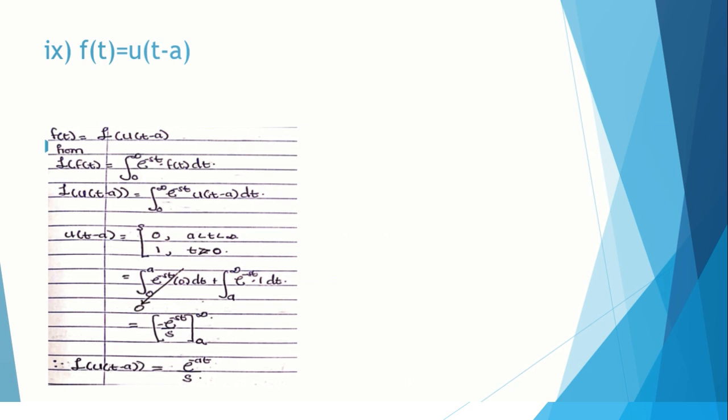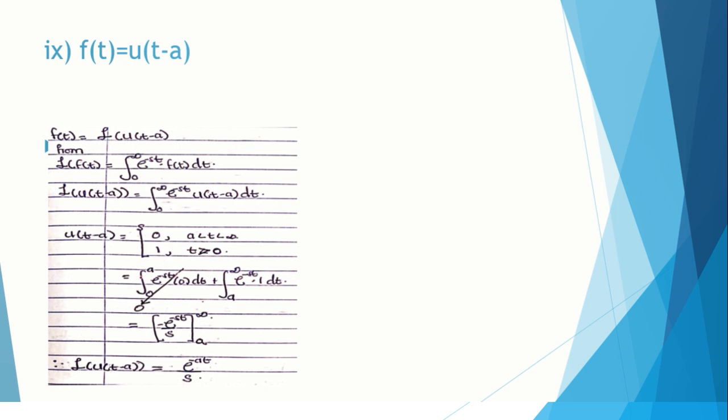So when they tell us to find the Laplace transform of a unit stepping function, we are given that a function is equal to the unit stepping function t minus a. As we know, a unit stepping function is a piecewise continuous function. So it means that it is 0 for values where t is less than a, then 1 where t is greater than a.